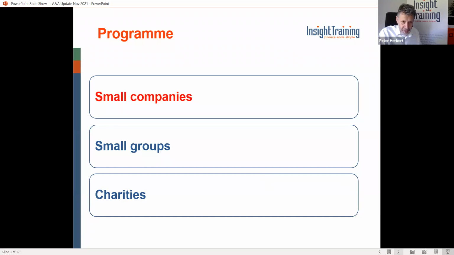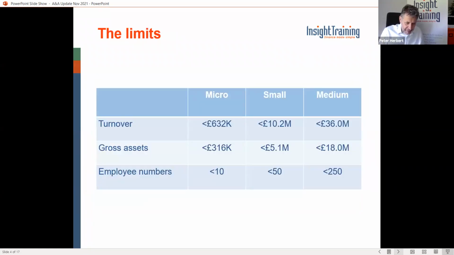Okay, let's begin then with the small company rules. On this slide, we've got limits for micro, small, and medium. If you're below 2 out of 3 of the relevant thresholds, then you qualify. So micro, 632,000 turnover, 316,000 assets, 10 employees. If you're below 2 out of 3 of those, you qualify for FRS 105.